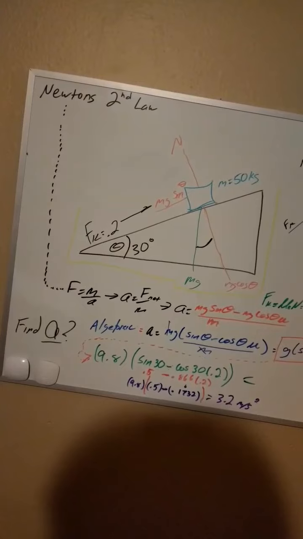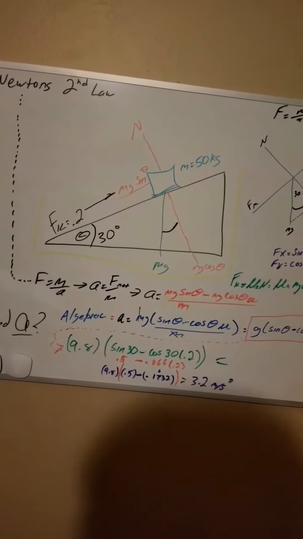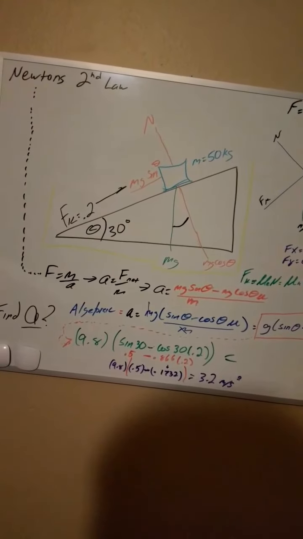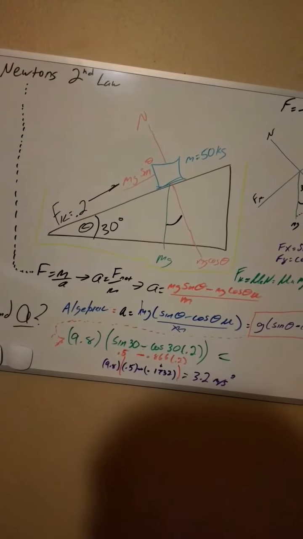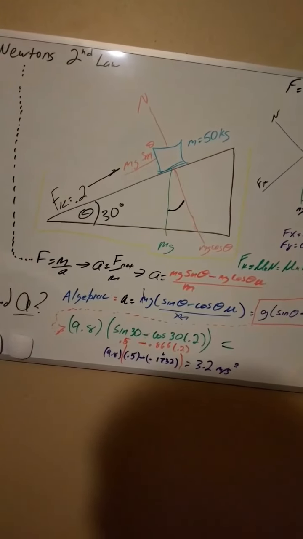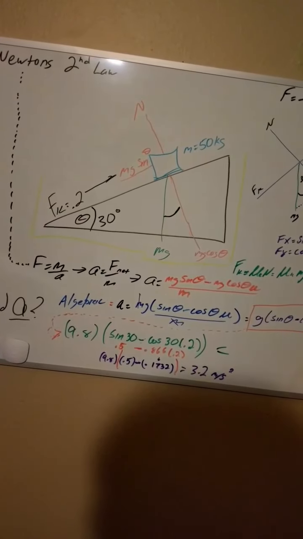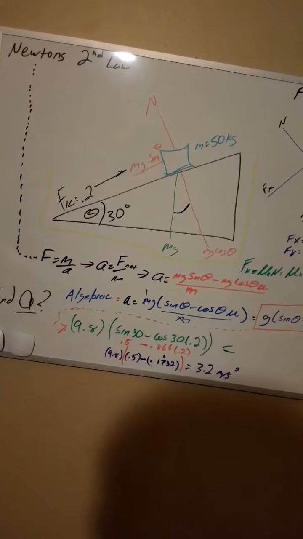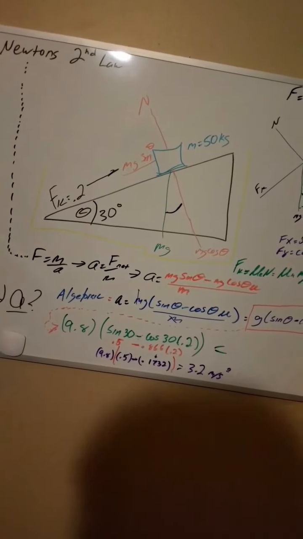There's an incline with friction, and there's a 50 kilogram mass placed on an incline that makes an angle of 30 degrees with respect to the horizontal. The coefficient of friction between the mass and the incline is 0.2, and I am trying to find the acceleration.